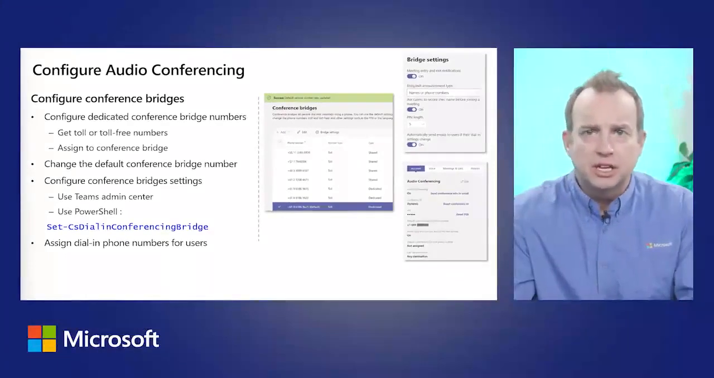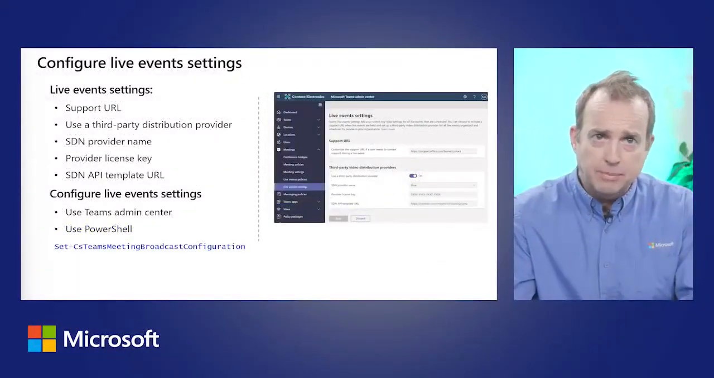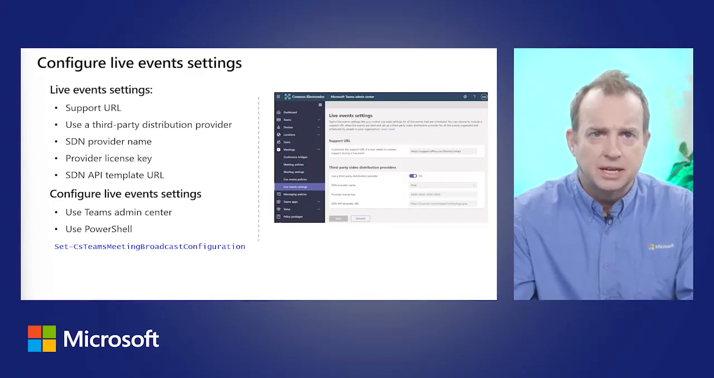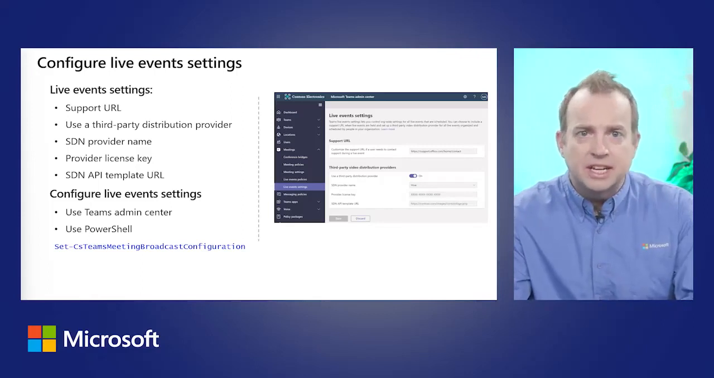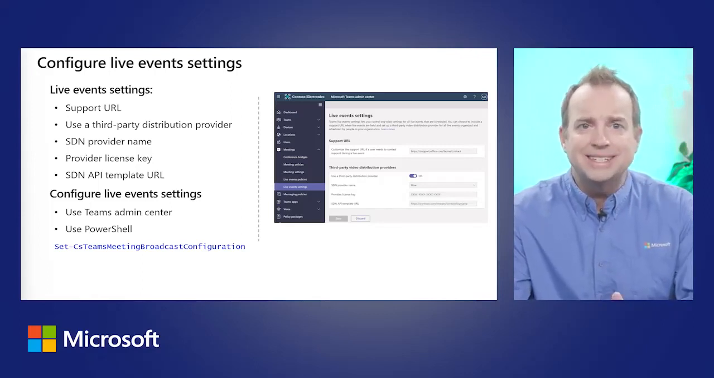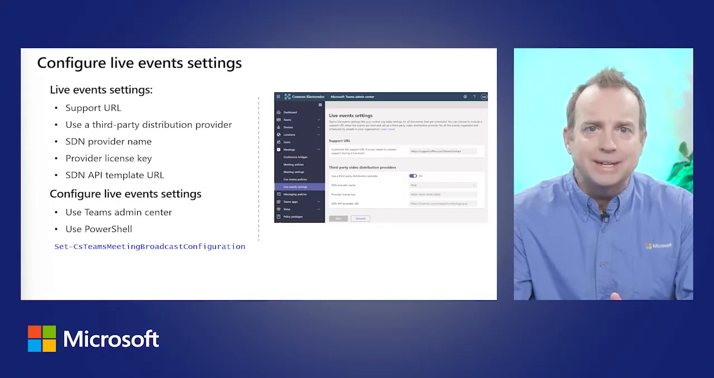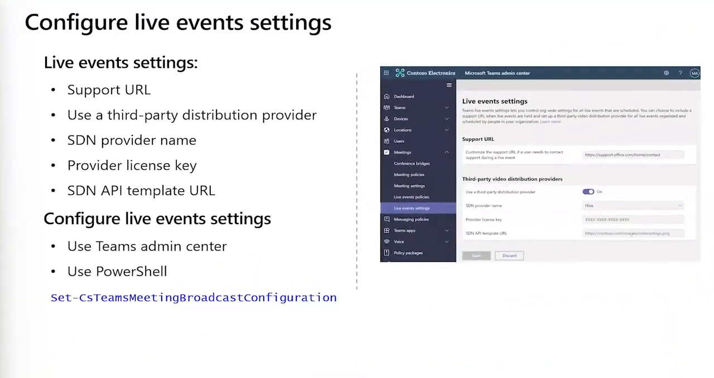For live events, you can configure a support URL, optionally use a third-party distribution provider, in which case you'll need a license key. And we can configure live event settings, you guessed it, from the Teams Admin Center and PowerShell using the cmdlet Set-CsTeamsMeetingBroadcastConfiguration. If we're using a third-party video distribution provider, we provide the name, a license key, and the API template URL for that provider. Live events policies, you can allow for scheduling, whether or not transcription is required.